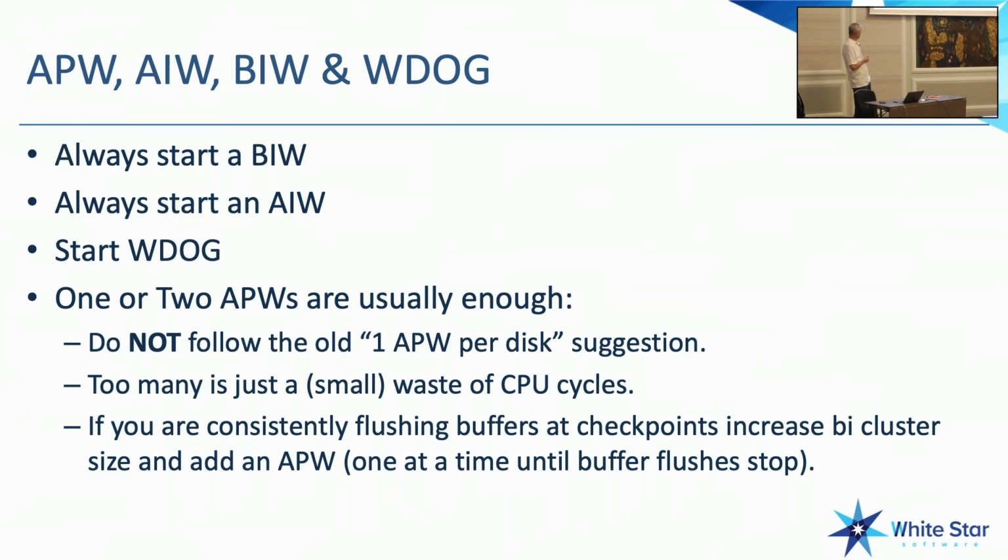If you do see that you're consistently flushing buffers at checkpoint, then yeah, you might want to increase the BI cluster size and add an APW. But you probably aren't going to see that. That doesn't happen very often, and it's not something that you want to try to proactively anticipate being a problem.